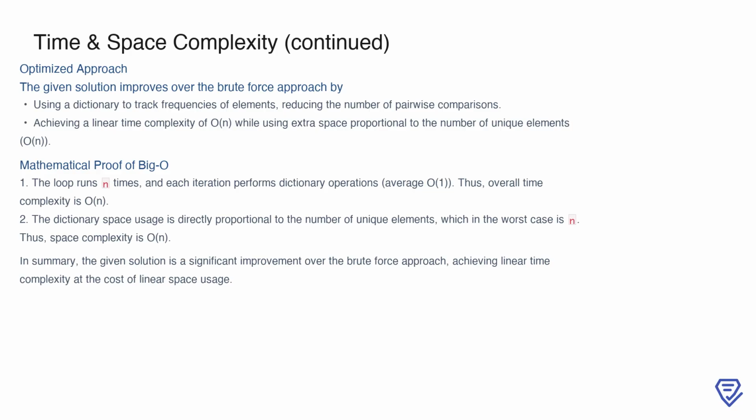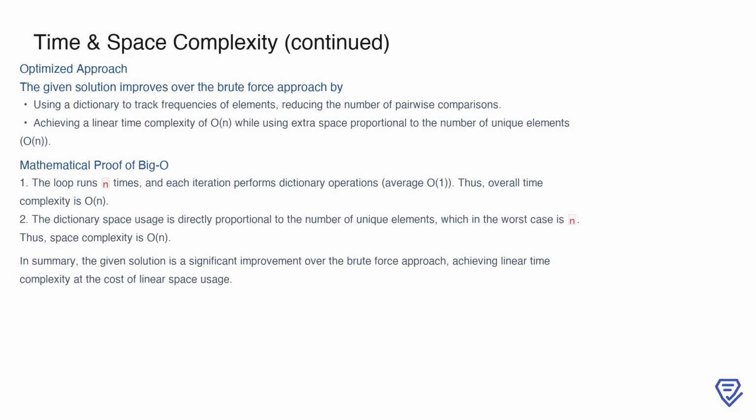To mathematically verify the big O time complexity, we note that the loop iterates n times, with each iteration performing dictionary operations that average O(1). This confirms the overall time complexity is O(n). The space complexity, on the other hand, is determined by the size of the dictionary, which depends on the number of unique elements in nums. In the worst case, the dictionary stores n key-value pairs, making the space complexity O(n).